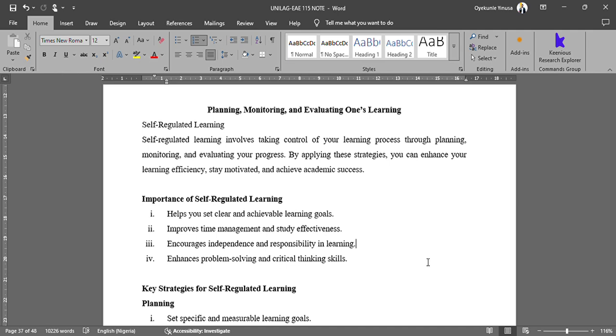What does it mean? It involves taking control of your own learning process through careful planning, conscious monitoring, and evaluation of your learning progress. There are strategies involved in self-regulated learning, which I have just mentioned, such as the planning, the monitoring, and the evaluation. These strategies will help enhance your learning efficiency. You'll be motivated to continue because you'll be seeing results. And at the end, you will achieve a successful academic learning journey.